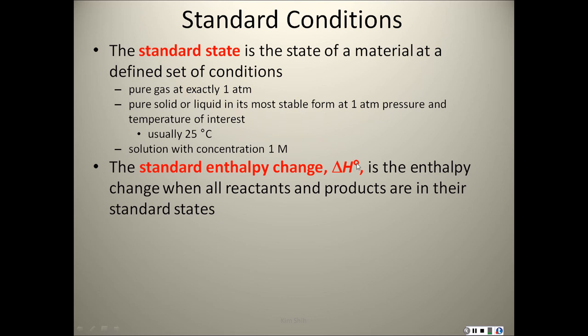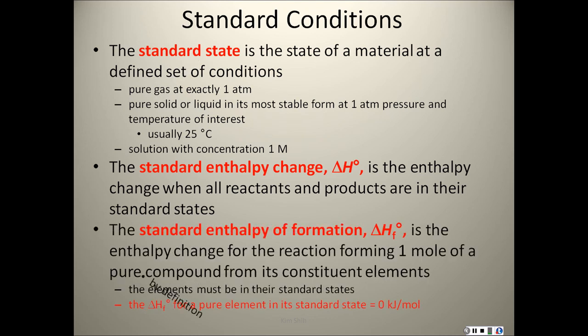We call this H naught to represent that it is in standard conditions. So the standard enthalpy change, delta H naught, is the enthalpy change when all the reactants and products are in their standard state. So in order to have a delta H naught for the reaction, each reactant and product must also be in their standard states.